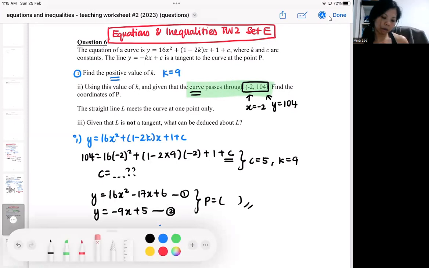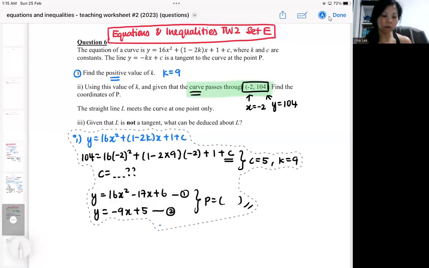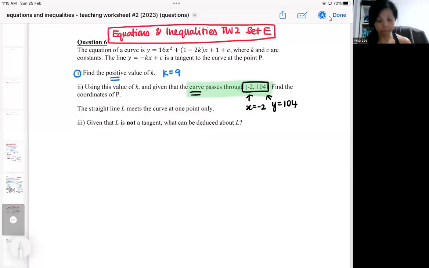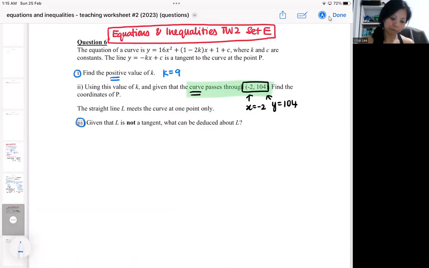So the straight line meets the curve at only one point. When we see a straight line meeting the curve at only one point, usually we'll think of tangent. But in this case, they say that it's not going to be a tangent. So what could this one be? You've got to recognize your curve first.